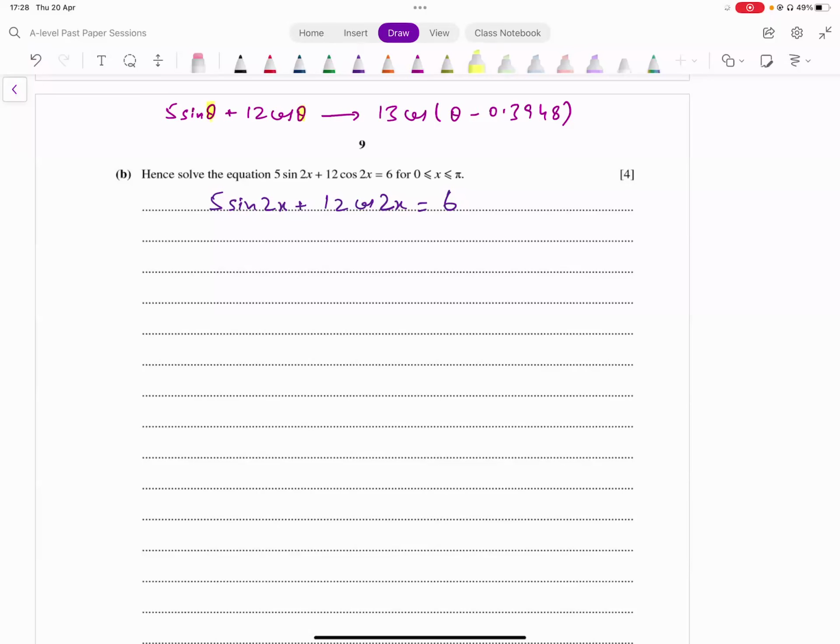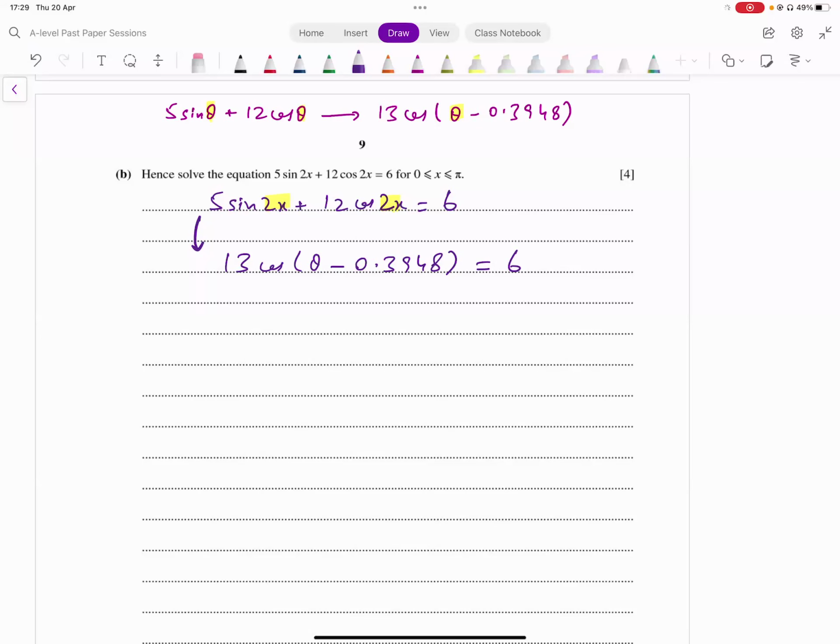अब ये नीचे इक्वेशन दी हुई है, उसमें थीटा की जगह पे यहाँ पे लिखा हुआ है 2x, तो आप जो राइट साइड वाली फॉर्म है उसमें भी थीटा की जगह पे अगर 2x डाल दें, ये जो हमने यहाँ पे फर्स्ट पार्ट में किया था उसमें थीटा की जगह पे 2x अगर डाल दें तो ये इक्वेशन किसमें कन्वर्ट हो सकती है, we can write this equation as 13 cos of theta minus 0.3948. Left side को हम इस फॉर्म में लिख सकते हैं। Now what do we have on the right side? On the right side we have 6, and now we can solve this equation.